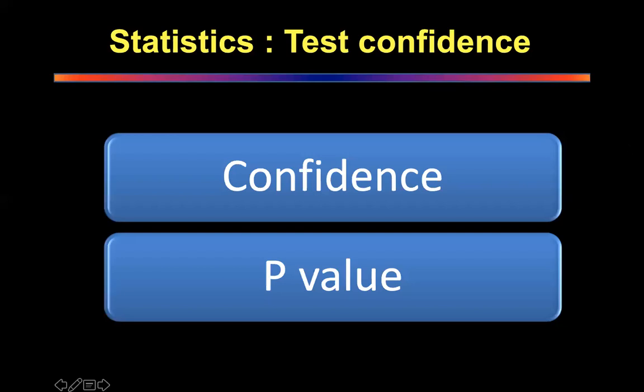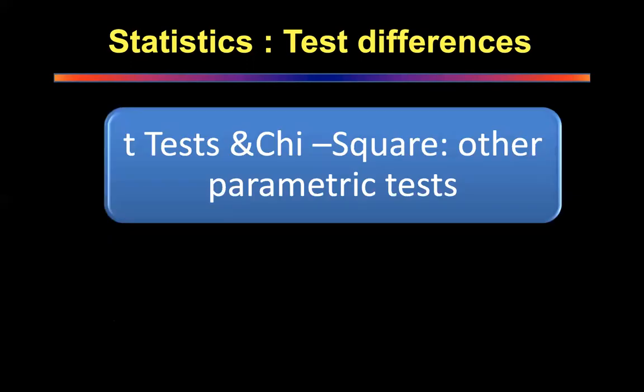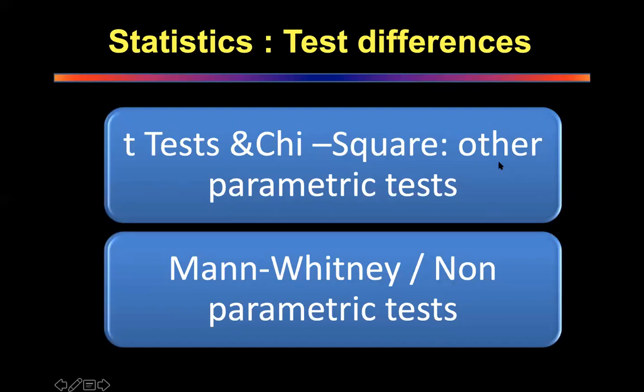So we spoke about statistics that describe data. The next thing we're looking at is statistics that test confidence. So confidence levels and p-values. The third thing is statistics that test differences between groups. These are called parametric tests or non-parametric tests, okay? So very often people get confused, where is this parametric business coming from?